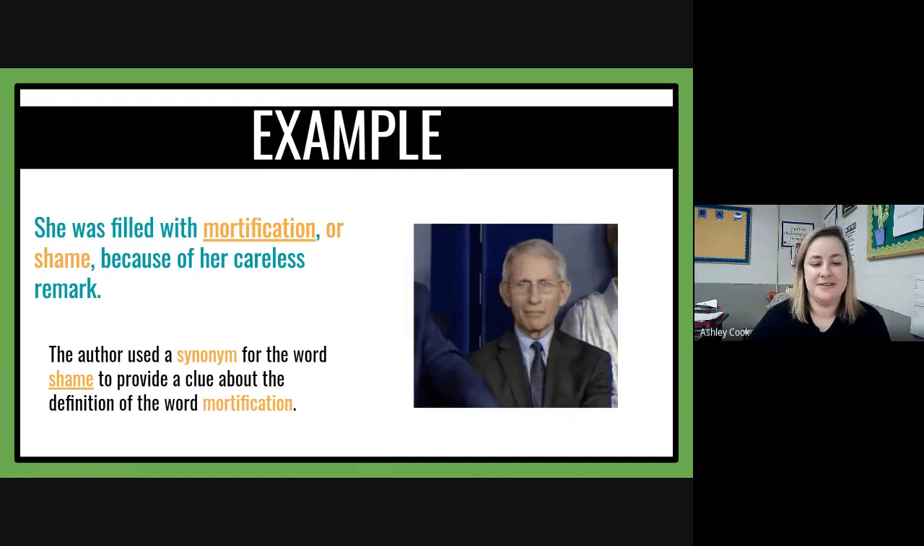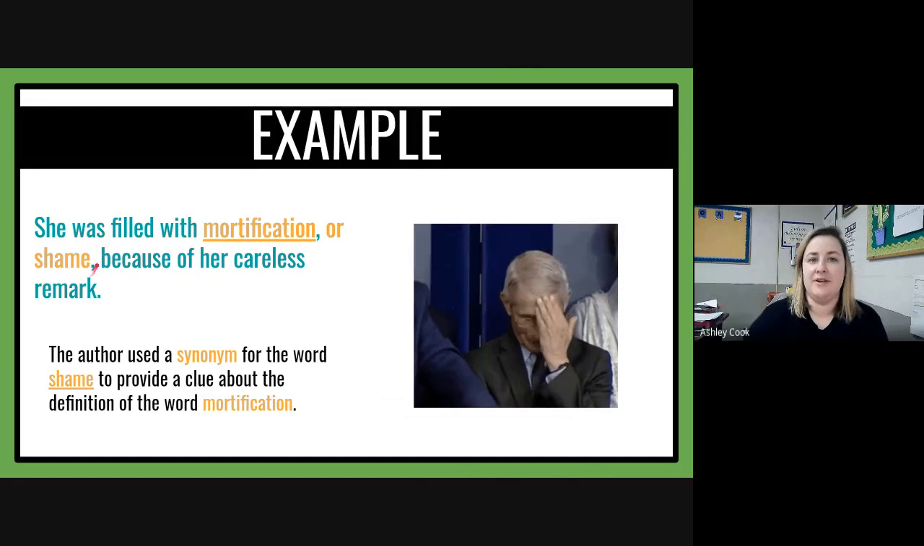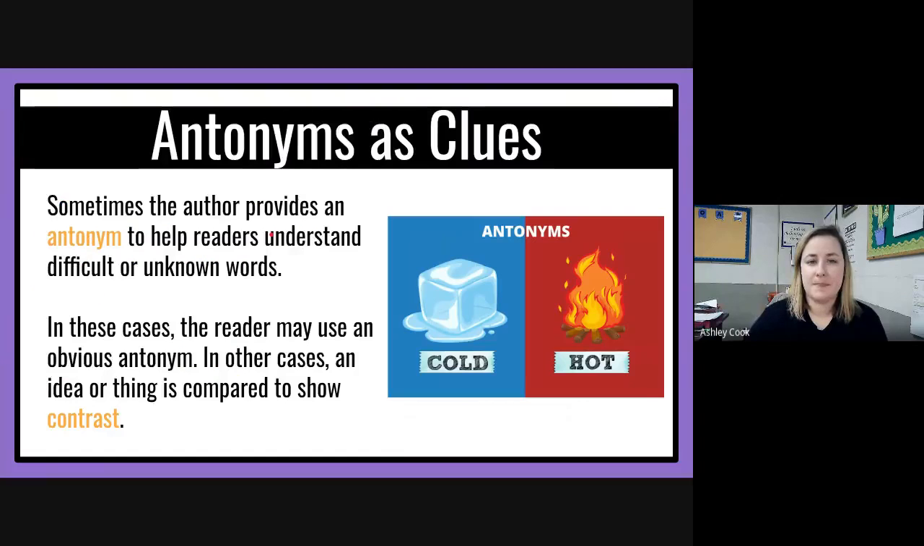The author used the synonym shame to provide a clue for what mortification might mean. This is obviously a long, fancy word, so they gave you this shorter word that you might be more familiar with to clue you into the meaning of this longer word. And the last one is antonyms as clues.